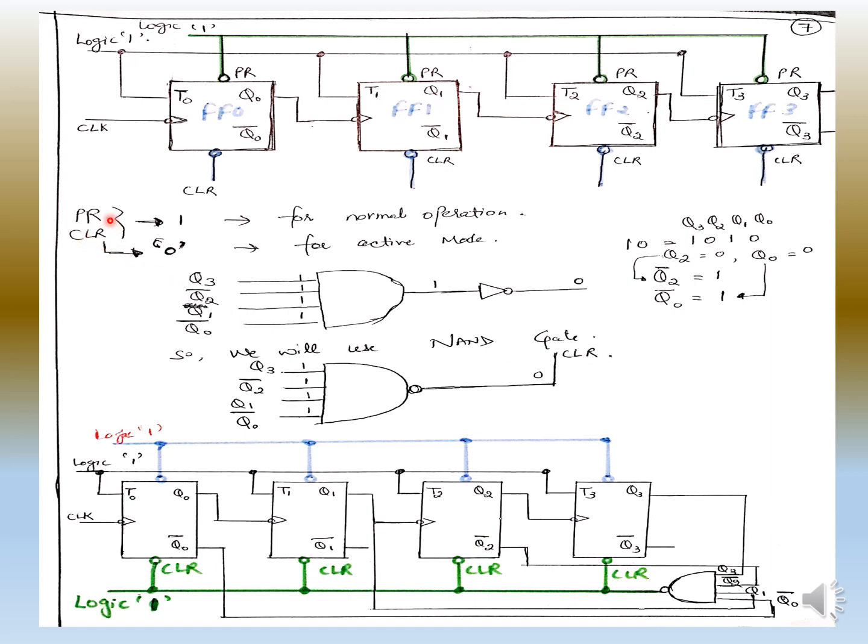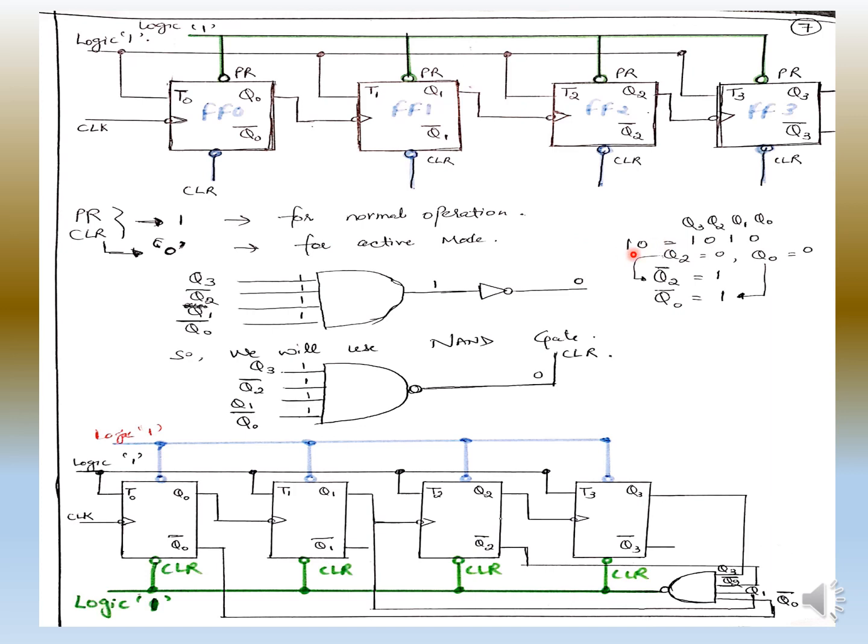As I have told you, for preset and clear, if it is 1, then it is the normal operation. But if clear is 0, that means now the clear will work. Why will it work? Because if I am applying 0, that means the clear input is active here. That means the clear input will work.